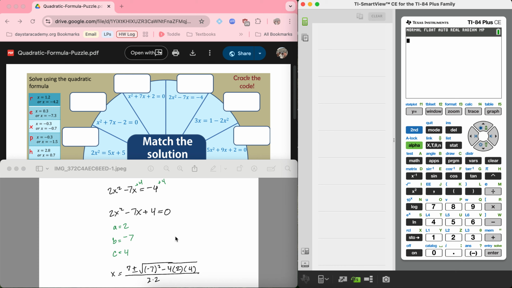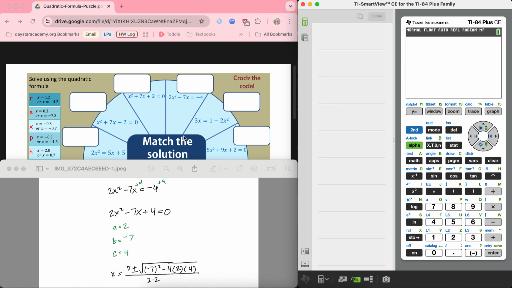I want to demonstrate one problem from this quadratic wheel puzzle just to make sure we're good on typing the answers into the calculator. Notice that at the bottom of this puzzle page, which you can't see here, it says round answers to 1 dp. That just means 1 decimal place. So just keep that in mind.